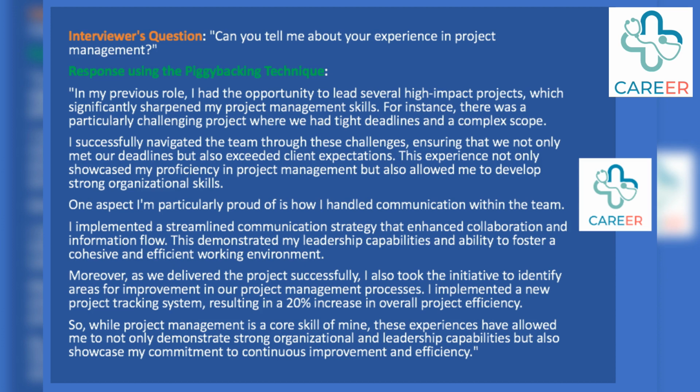Moreover, as we delivered the project successfully, I also took the initiative to identify areas for improvement in our project management processes. I implemented a new project tracking system, resulting in a 20% increase in overall project efficiency. So while project management is a core skill of mine, these experiences have allowed me to not only demonstrate strong organizational and leadership capabilities, but also showcase my commitment to continuous improvement and efficiency.